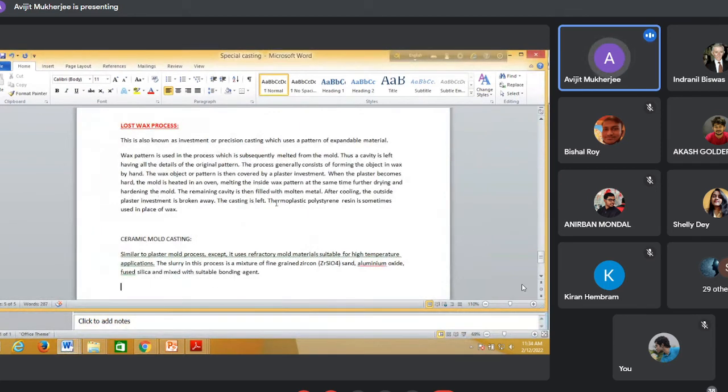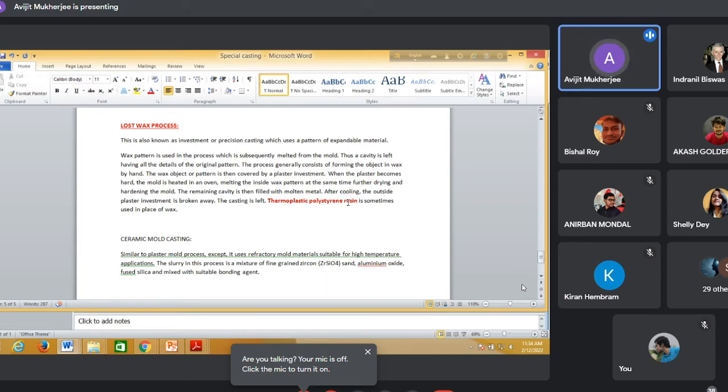So nowadays this material is thermoplastic polystyrene resin. Insofar as 3D printing, additive manufacturing is concerned, instead of using wax, we may use thermoplastic polystyrene resin, and there are many engineering applications. 3D printing amalgamated with casting.